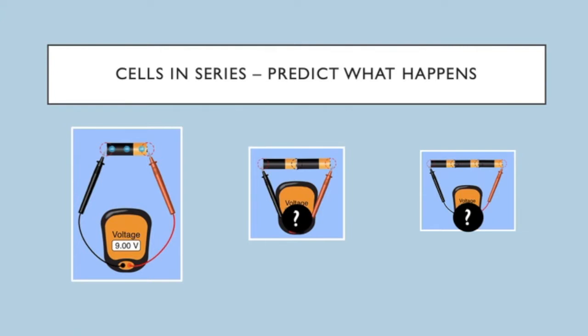I've got some different diagrams of some cells in series, and I've got a voltmeter that's recording the potential difference across the first cell there. It says it's 9 volts. What do you think will happen? What potential difference will be across 2 cells in series and then 3 cells in series? What do you reckon?